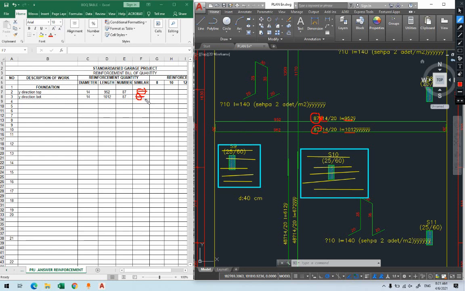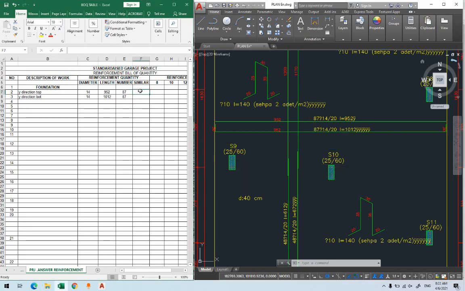So similarity means the similar foundation that we have, not the number. Number means how many of these bars you have there. 87 you have. But do you have a similar element? The similar goes for the foundation. Do you have a similar foundation? If yes, write how many foundations you have. Now here we don't have any, we just have one.